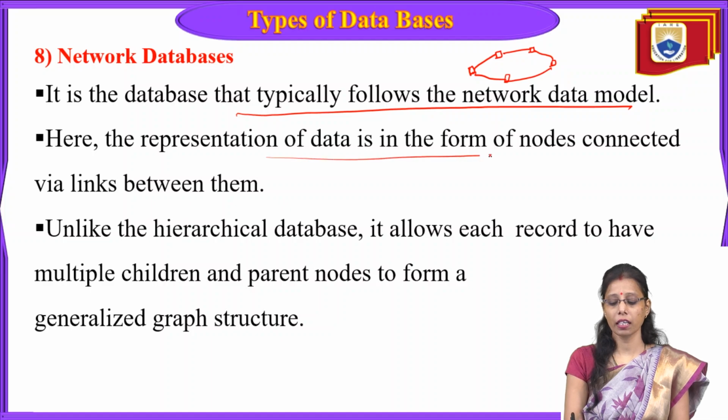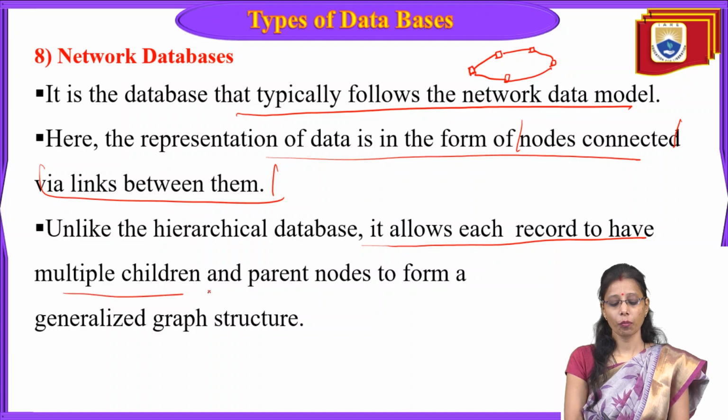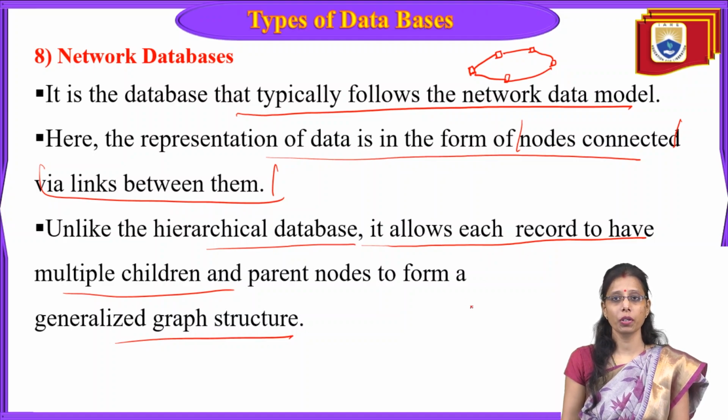Here the representation of the data is in the form of nodes connected via links between them. Unlike the hierarchical databases, it allows each record to have multiple parent and child nodes to form a generalized graph structure. So network databases follow the data from node to node in the structure, following the network data model.